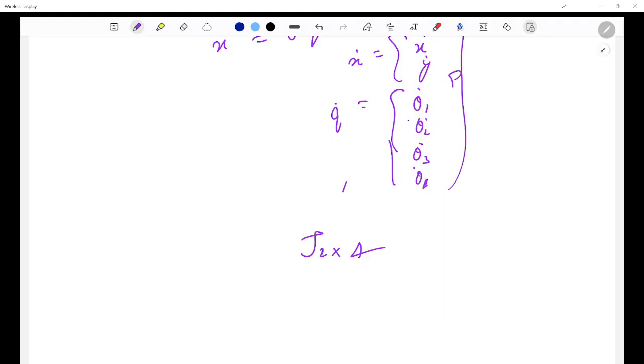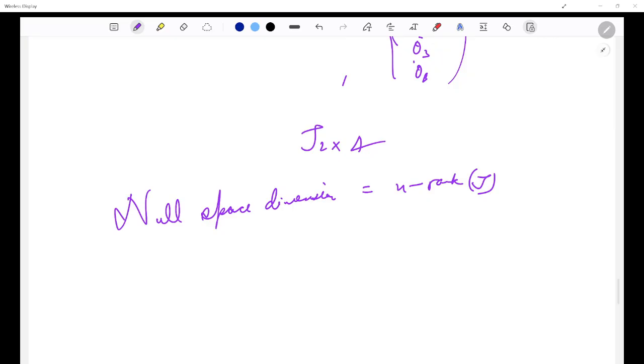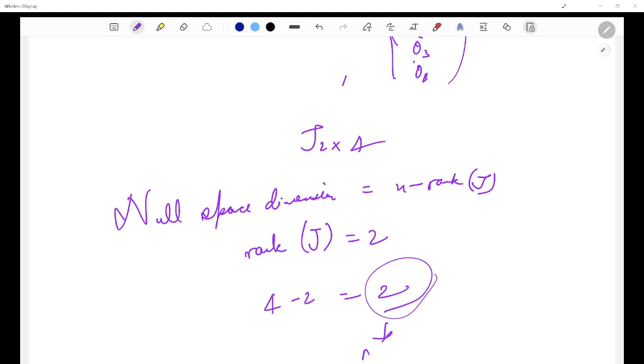So the null space dimension is n minus the rank of the Jacobian. For a typical configuration, the rank of the Jacobian is equal to 2. Thus 4 minus 2 is equal to 2. So the null space is 2-dimensional. The physical meaning of null space: the arm can move internally while the hand stays fixed. If you place your hand on a table, your elbow can still move, as we saw before. So this internal motion is the null space motion.